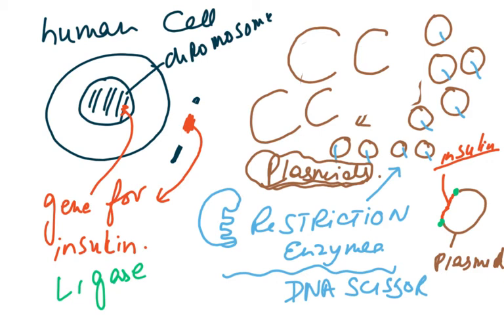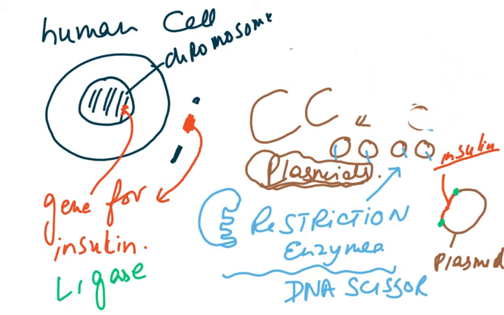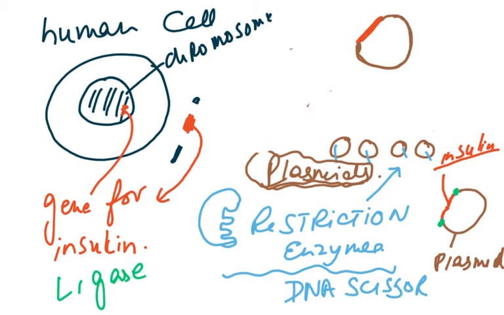So now what do we have here? We have the human DNA, and then we have the bacterial DNA. And what is this called? This is called recombinant DNA.